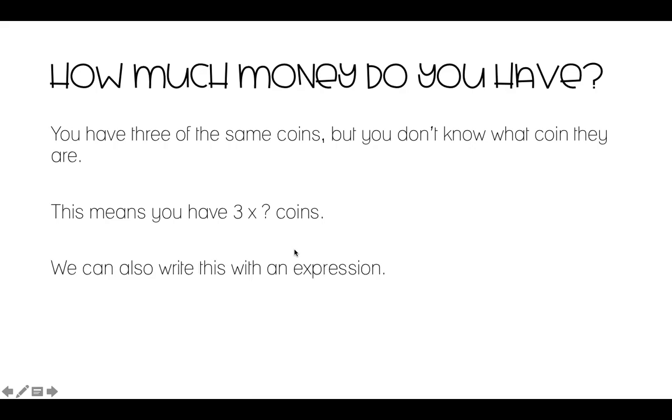Now we can write this as an expression, which means we put a letter in place of that unknown, that variable. So we would write it as 3 times y, and I just chose y. I could put c for coins, but I just did 3 times y. And the y means what is the coin worth. So 3 times whatever the coin is worth.